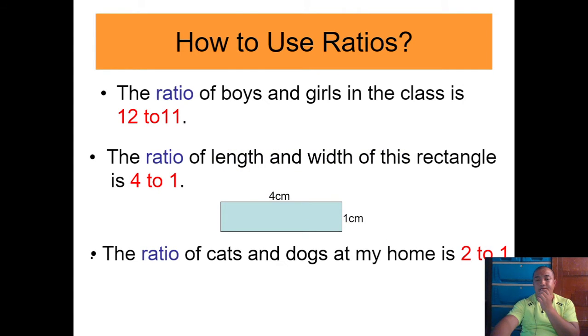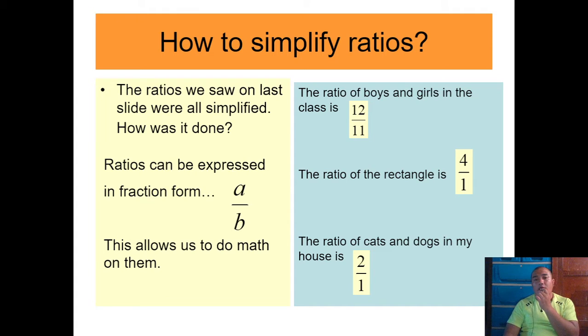Now, how do we simplify ratios? The ratios we saw on the last slide were all simplified. How was it done? The ratio of boys and girls in the class is 12 over 11, the ratio of the rectangle is 4 over 1, and the ratio of cats and dogs in my house is 2 over 1. So ratios can be expressed in fraction form, A over B. This allows us to do math on them.